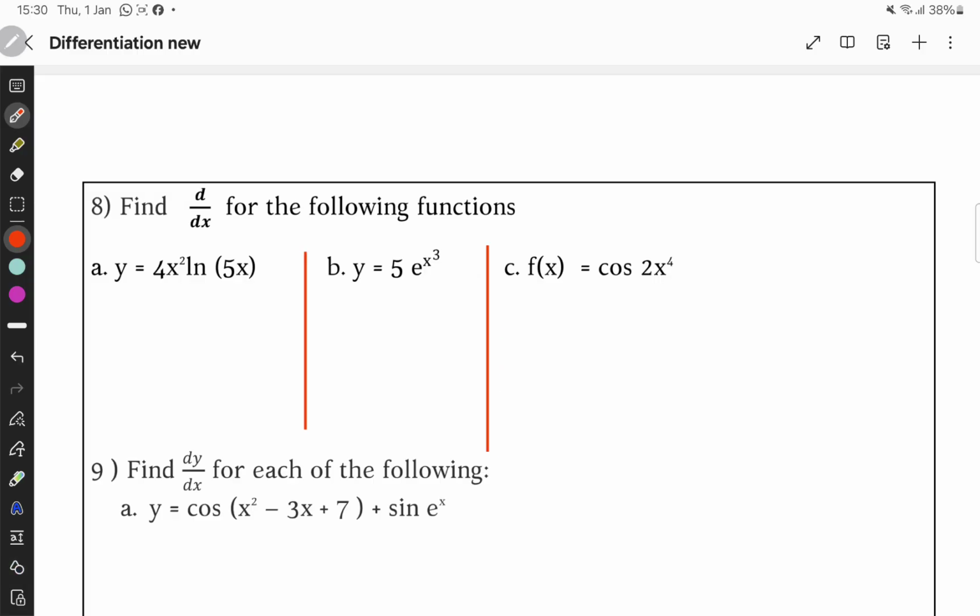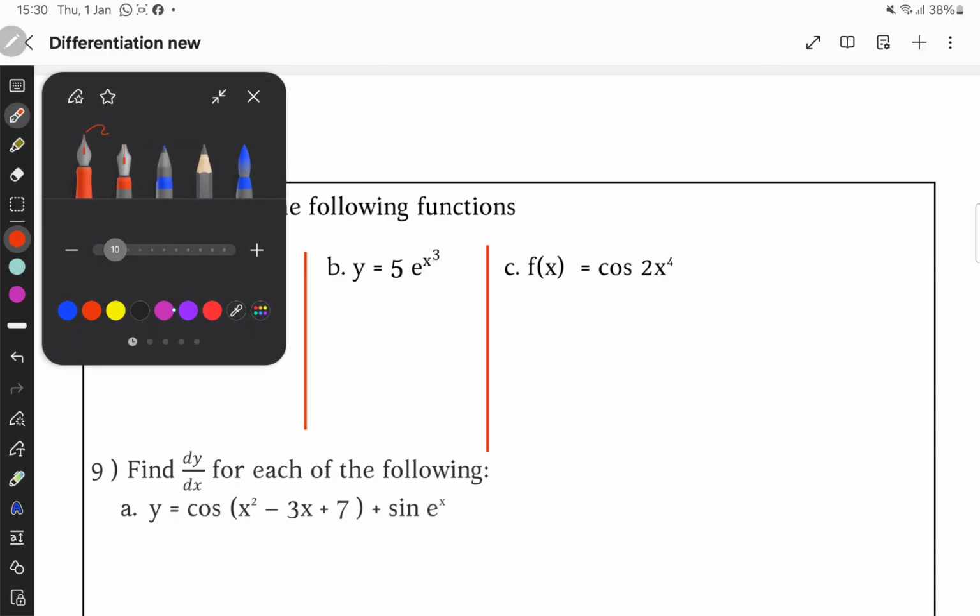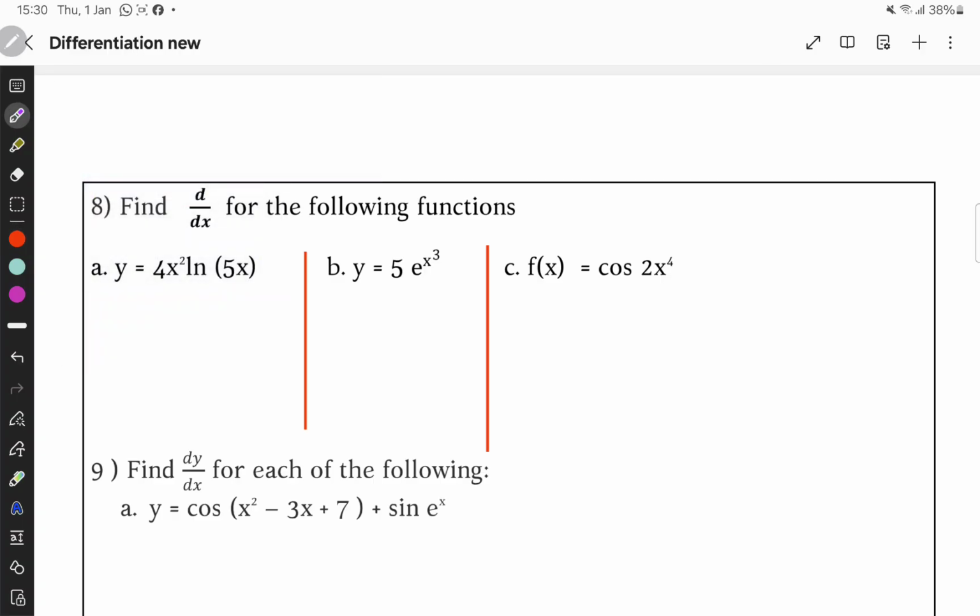So, in the first one, that is product rule, because it's a multiplication of two different functions, each of which in terms of x. So I will use u and v. We name the first one u, which is 4x squared. The second one will be v, which is ln 5x.